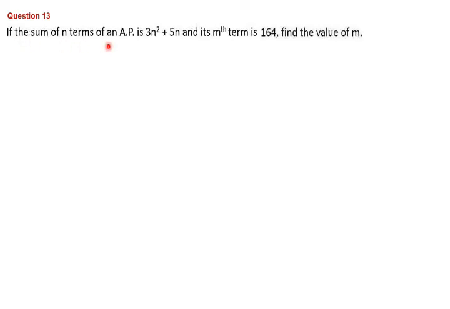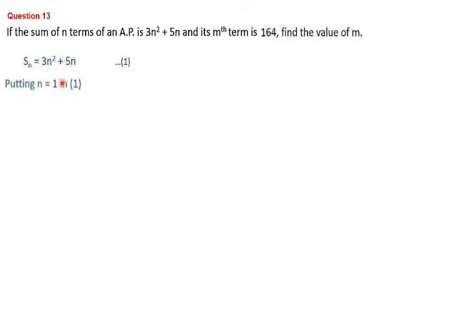If the sum of n terms of an AP is 3n square plus 5n and its mth term is 164, find the value of m. Here the sum of n terms of an AP is given as 3n square plus 5n and the mth term is given to us as 164. We are asked to find out the value of m. So Sn, the sum of n terms, is 3n square plus 5n. Let it be equation number 1.